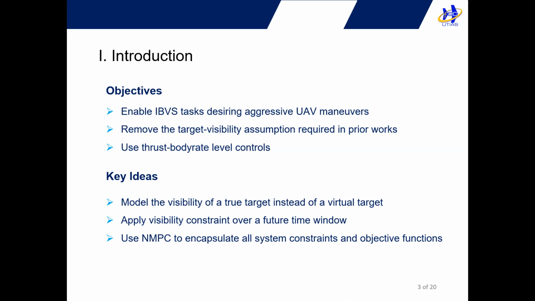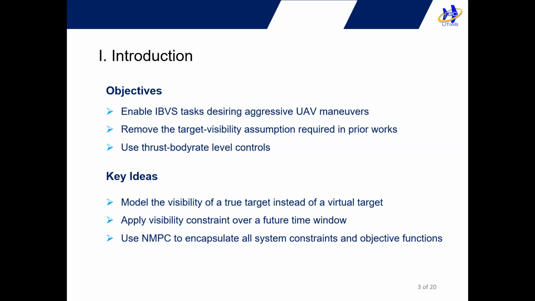To assess the true target visibility, we need to know where the true visual feature is. However, many existing works have replaced the true target with a virtual target, which is expressed in a virtual camera frame. Our first idea is to design a new scheme that allows us to model the true target instead of a virtual one.